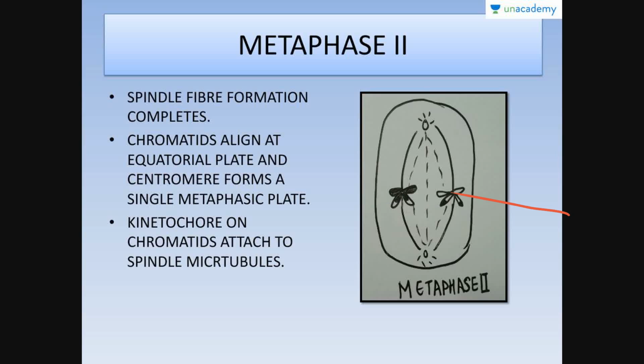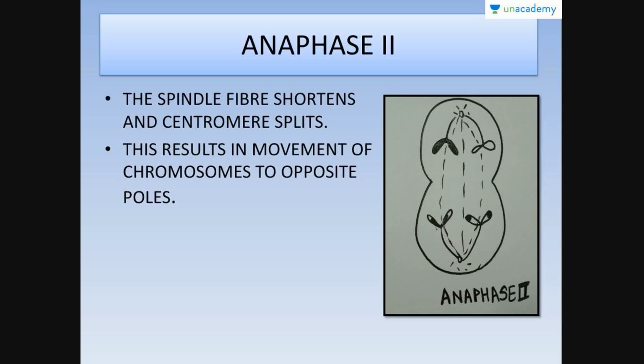Now what is the structure that helps in attaching the spindle microtubules with the chromatids? It is the centromere. And on its surface, a disc-like structure called kinetochore is basically the reason why the chromatids attach to spindle microtubules. Next is the anaphase 2, where the shortening of the spindle microtubules occurs and the centromere also splits.